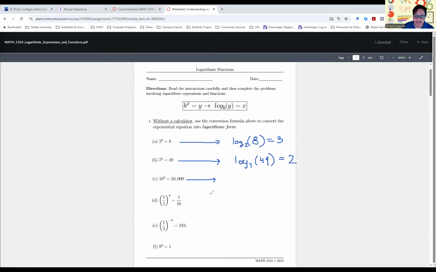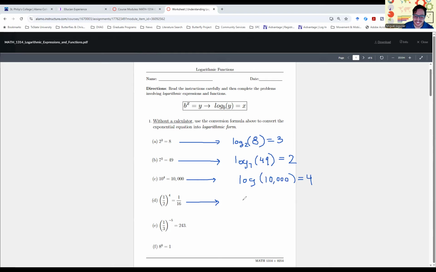Okay, does anybody want to throw down for part C here? Log base 10 of 10,000 equals 4. Gina, do the next one. Do D.